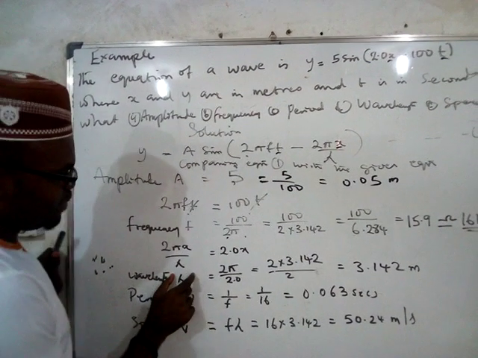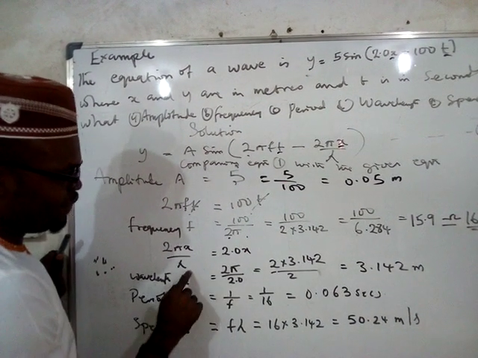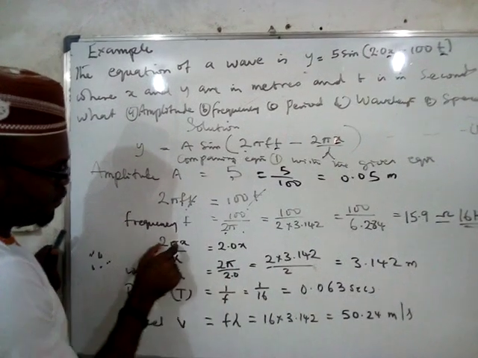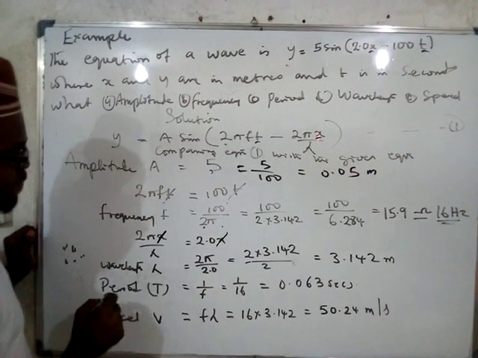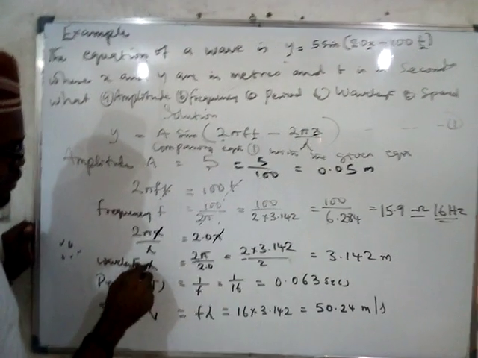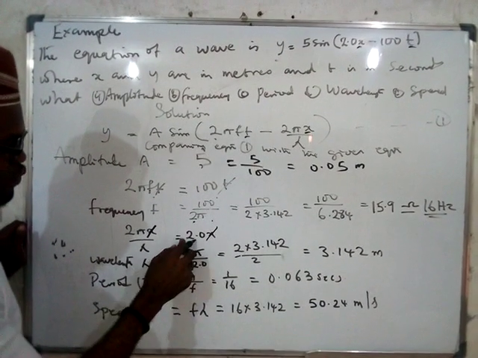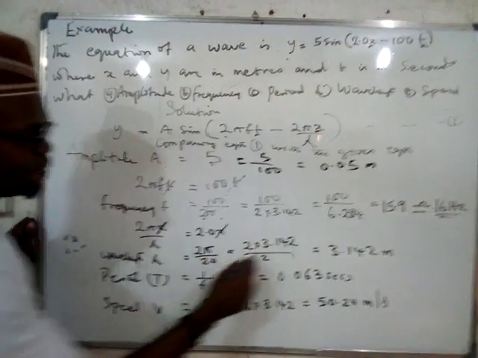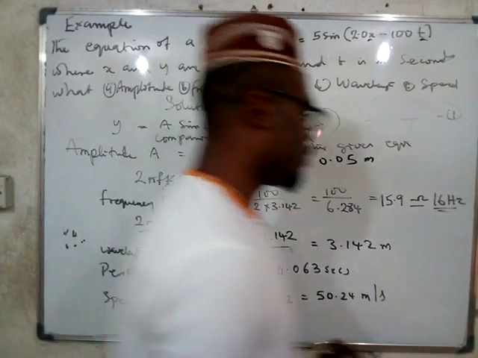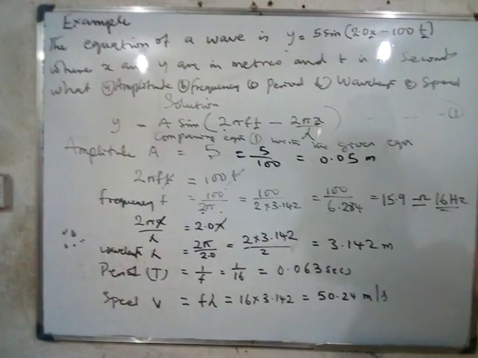Make lambda the subject of the formula. You cross multiply: 2π times x equals lambda times 2.0x. The x cancels with x, and the 2 goes under. So you have lambda equal to 3.142 meters. Is that clear?